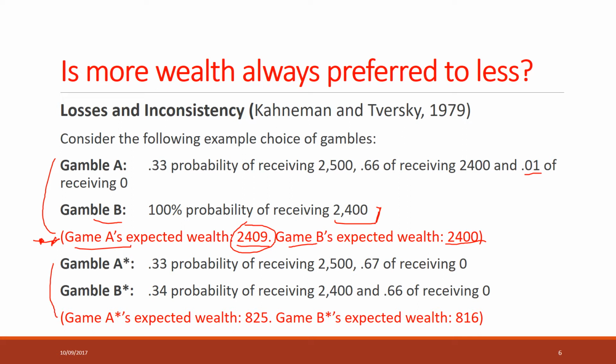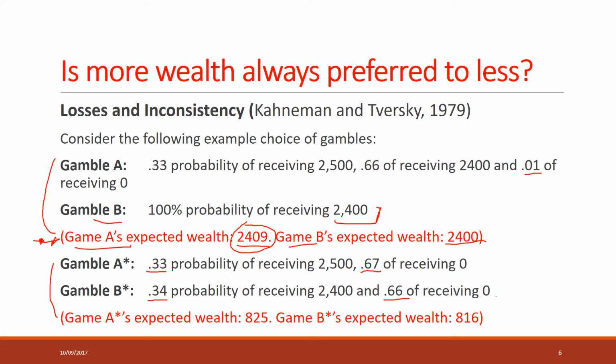So with the second set of options, this is what we have. We also have two choices, gamble A star and gamble B star. With gamble A star, there is a 33% probability of receiving 2,500, same as before. However, in this case, we have a 67% chance of receiving nothing. With gamble B star, we have a 34% chance of receiving 2,400, same as before. However, we have a 66% chance of receiving nothing.